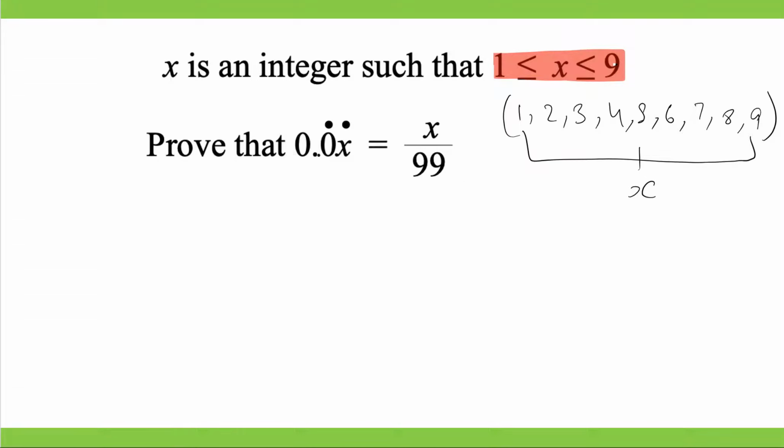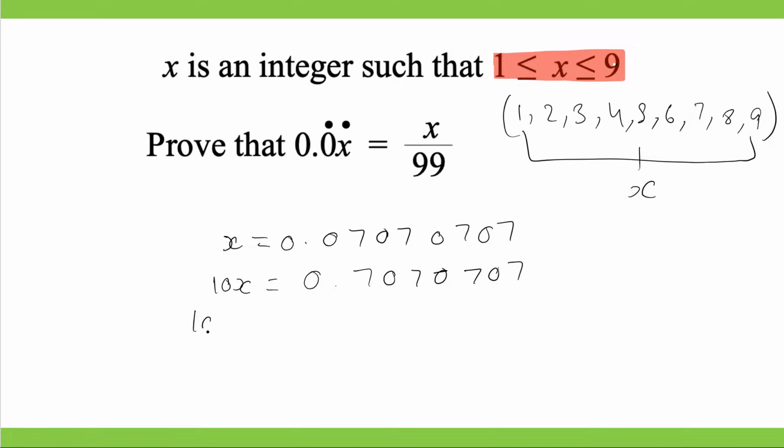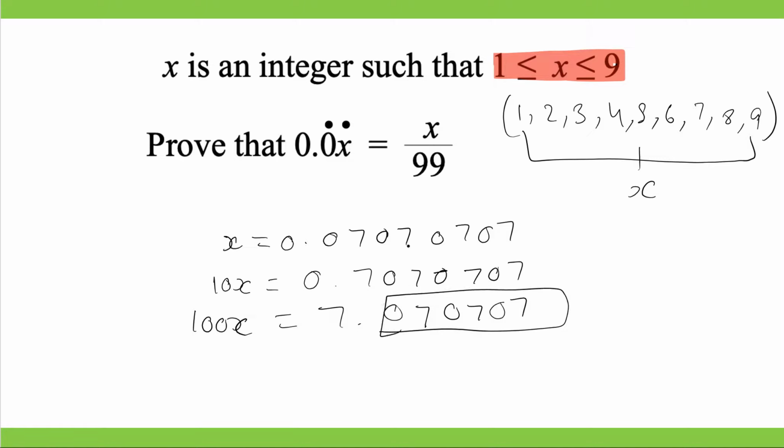Let's take 0.07, where both the 0 and the 7 are recurring. x is equal to 0.07070707. Let's multiply by 10. 0.7070707. Let's multiply by 10 again. 100x is equal to 7.070707. And now you can notice this line has matched up with our first line.